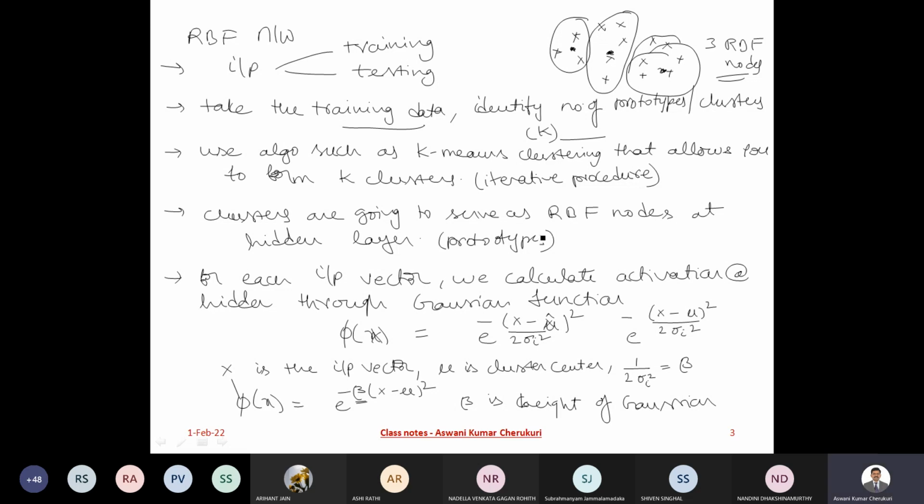wherein the activation function is psi of x, defined as e power minus ||x minus mu|| square by 2 sigma i square, where x is the input vector that we have given, and mu is the vector representing the cluster center. When I say this particular node, this particular cluster center is represented as mu, and 2 sigma i square is going to represent the height of the Gaussian. So how do you calculate that height of the Gaussian?